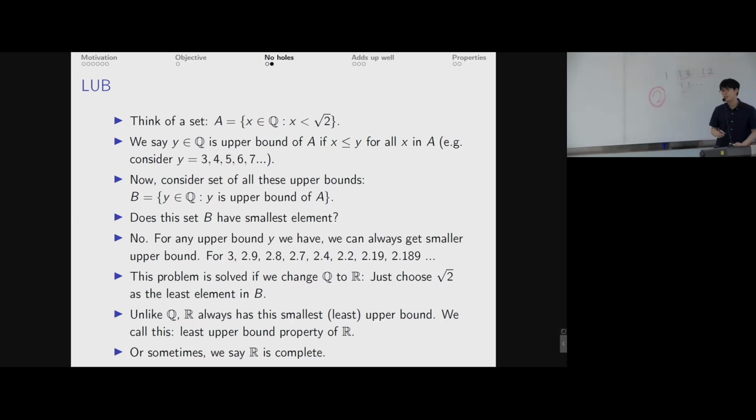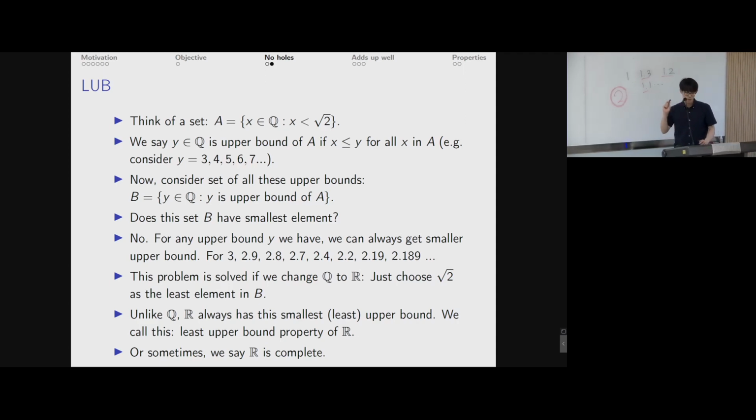And you can easily see that there are going to be more than one of these upper bounds, because 2 is an upper bound for A, and you can intuitively see that 3, 4, 5, 6, 7, and all those numbers bigger than at least root 2, all the rational numbers bigger than root 2, are going to be upper bounds for the set A. So now we've defined what upper bound means. It basically means some number that is bigger than all the elements in a certain set. So now we're going to consider a set of all these upper bounds.